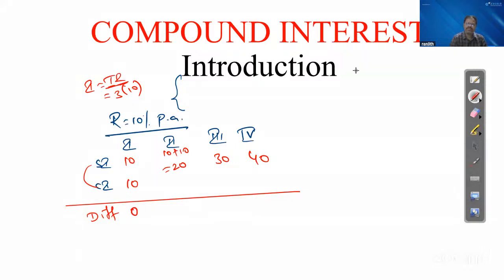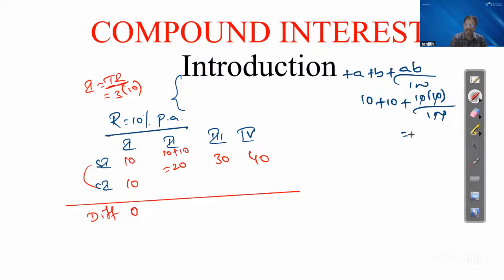So that will be equal to, we'll go with the formula a plus b plus ab by 100, where a is nothing but 10, b is also 10. So 10 into 10 is nothing but multiplication, interest on interest, where the double zero is cancelled. 10 plus 10 plus 1 will be equal to 21. After 2 years, how much interest am I getting? 21. What is the difference of these two? 20 percent in SI, 21 percent in CI. What is the difference? It is nothing but 1 percent.